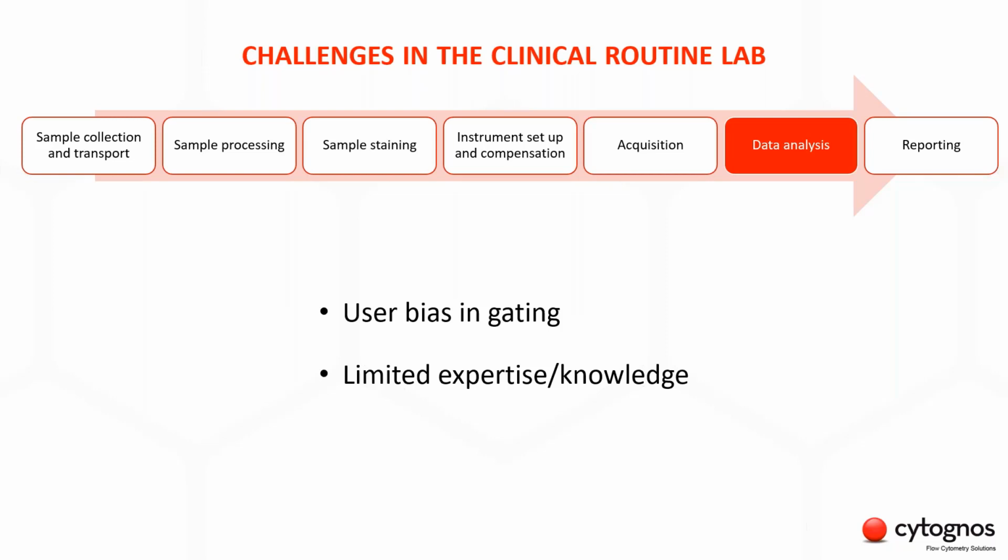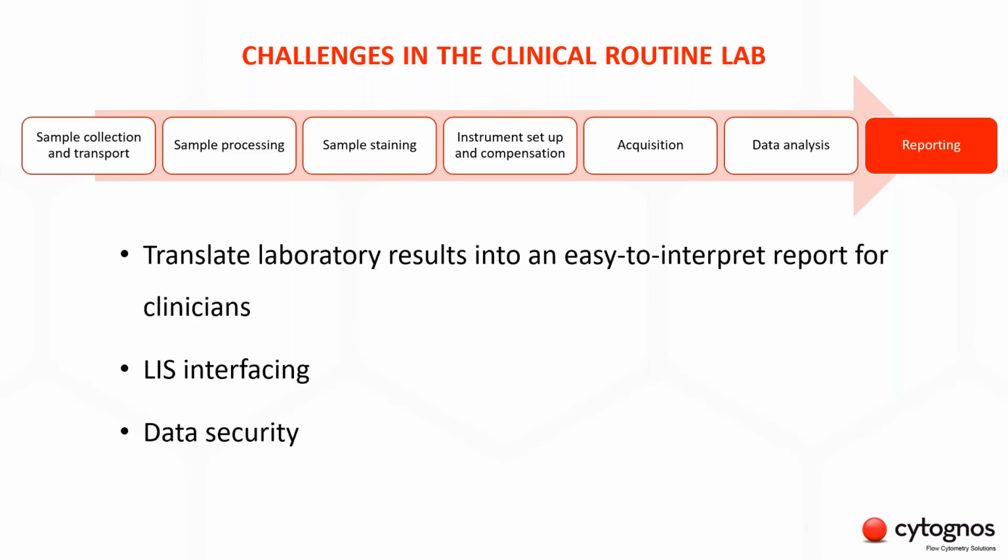When it comes to the analysis, there is always a user bias because positive and negative populations are clear, but there is a lot of middle ground in between. So the final result highly depends on the analysis expertise. Lastly, we have to put together a report with our lab test results, transfer it to the LIS system so it can be accessible to the pathologist or clinician, while ensuring that all the sensitive data is protected.